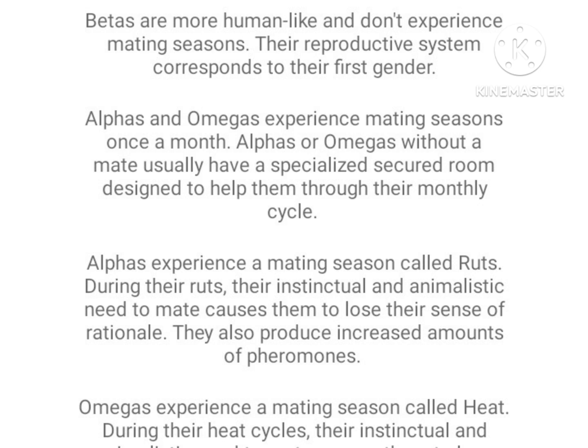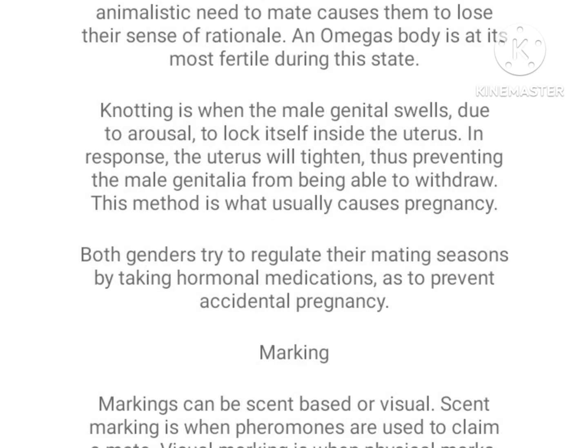Omegas experience a mating season called heat. During their heat cycles, their instinctual and animalistic need to mate causes them to lose their sense of rationale. An omega's body is at its most fertile during this state. Knotting is when the male genital swells, due to arousal, to lock itself inside the uterus. In response, the uterus will tighten, thus preventing the male genitalia from being able to withdraw. This method is what usually causes pregnancy.